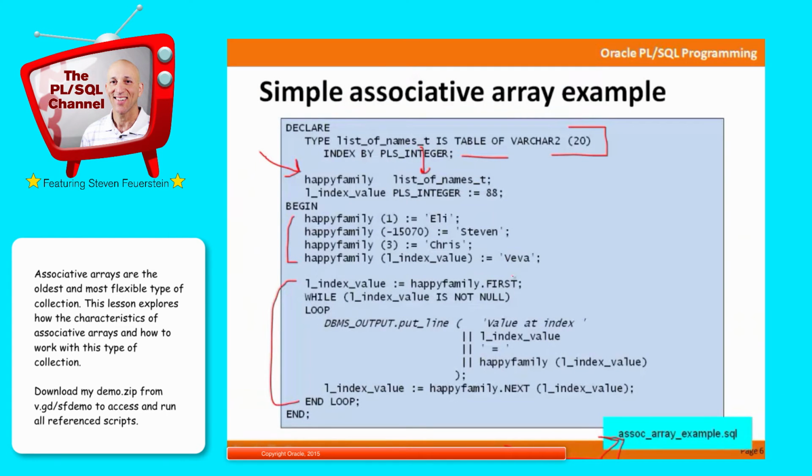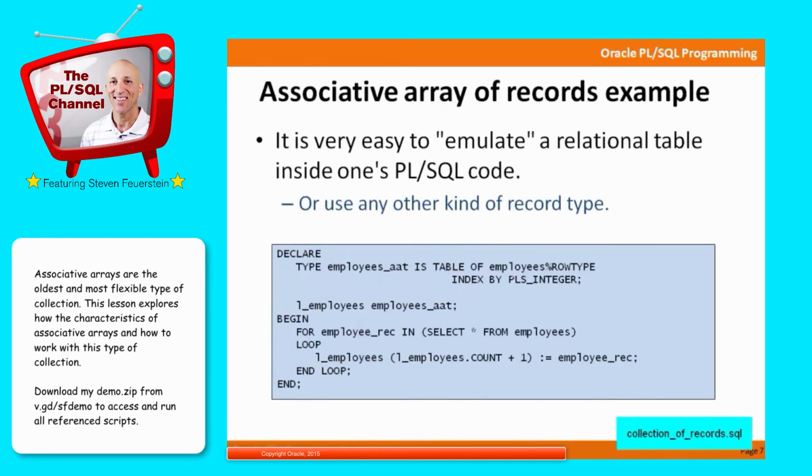So that's an introduction to a rather simple associative array, just a list of strings. Of course, things can get a lot more interesting than that. Let's take a look at an associative array of records. Here's a piece of code that demonstrates how easy it is to emulate a relational table inside your PL/SQL code. So in a single type statement, I specify a new type of data, employees_aat, associative array type, is table of. Now instead of a string or a date or a number, I'm going to use an entire record from the employees table. So whatever the employees table looks like at the time my code is compiled, every element in this collection should have that same appearance, same structure. And I'll index by integer.